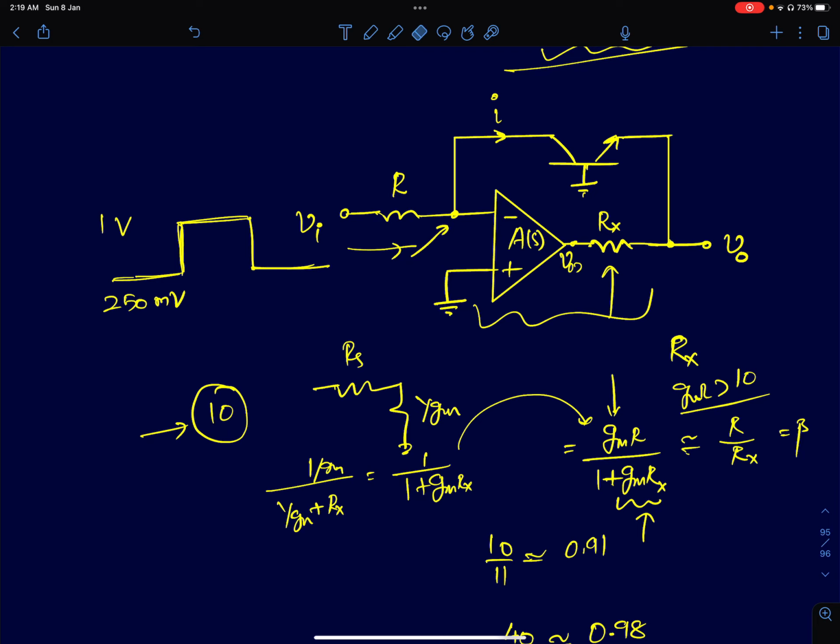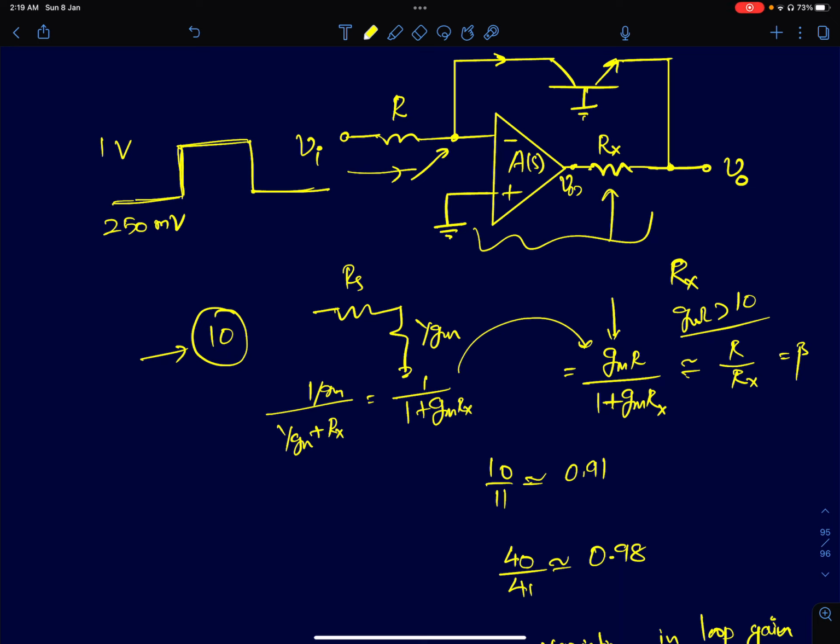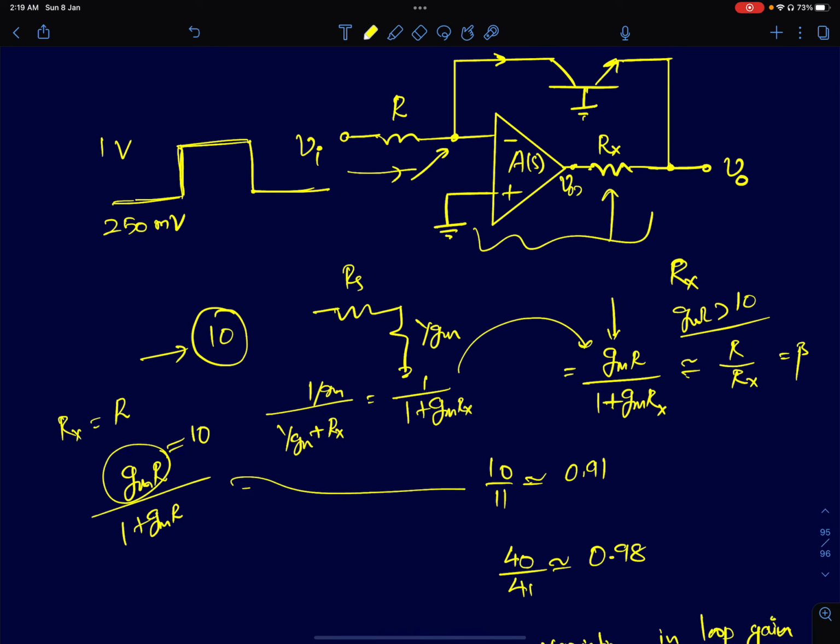Okay, so I've taken two values here. For instance, I've assumed the exact calculation. Let's assume the case where Rx is exactly equal to R. Then what you'll get is GmR by 1 plus GmR. So I have two cases here. In the first case, when GmR equals 10, I'm going to get the ratio beta as 10 by 11.